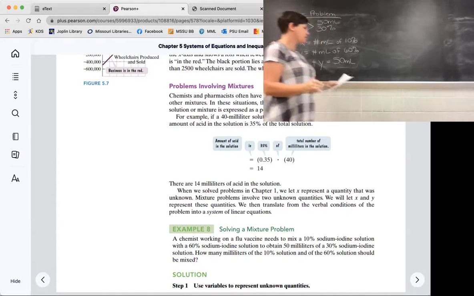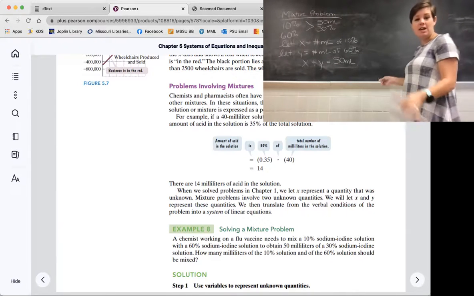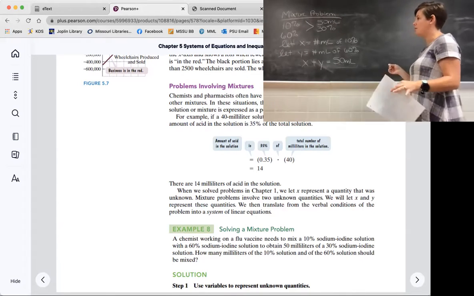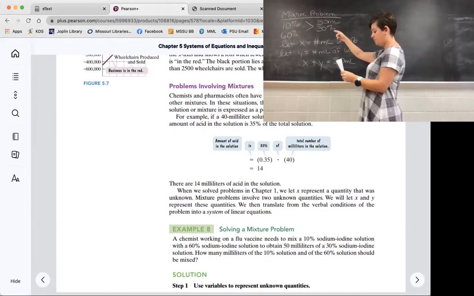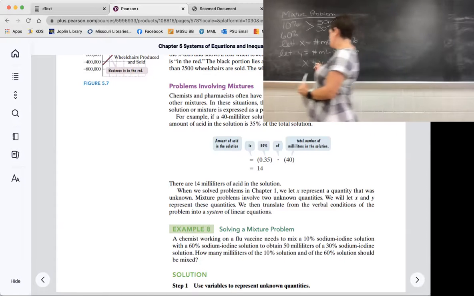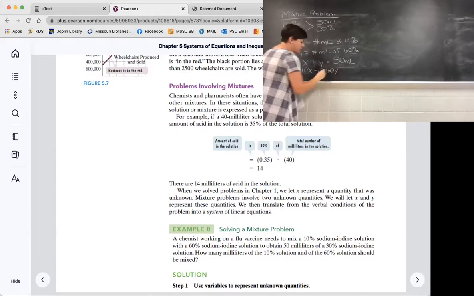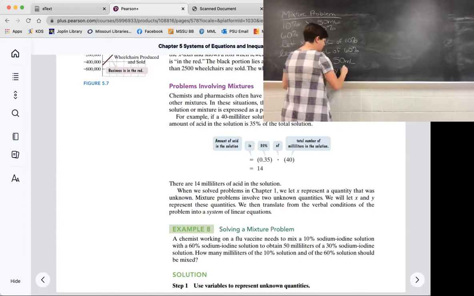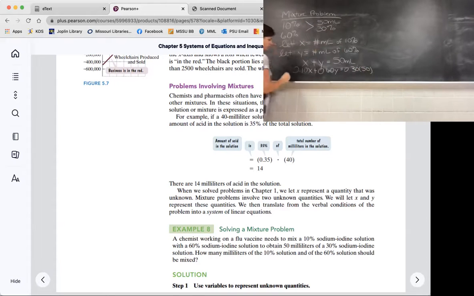Now, what about the rest? Well, we have strengths. I did a table previously for how we did these, but it's really the same method. We have 10% solution of our X, so 0.10 of our X, plus 0.60 of our Y, I'm just adding our strengths, equals 0.30 of our 50. Right here is our system of equations.